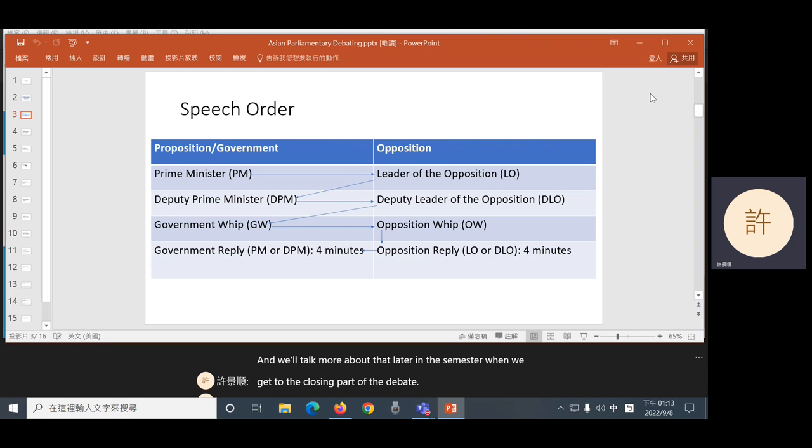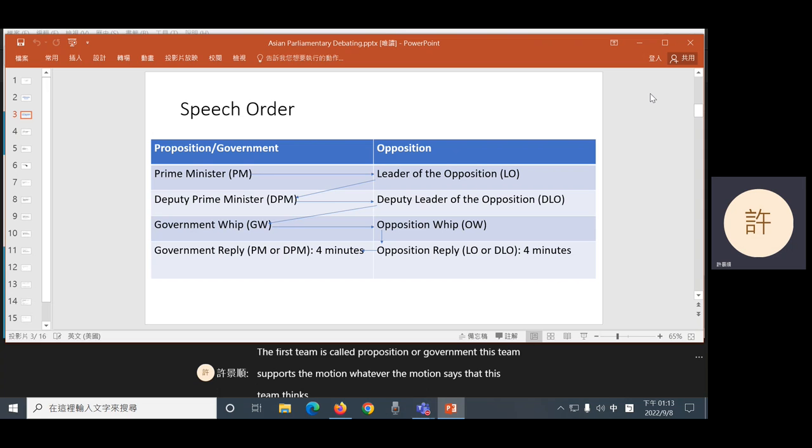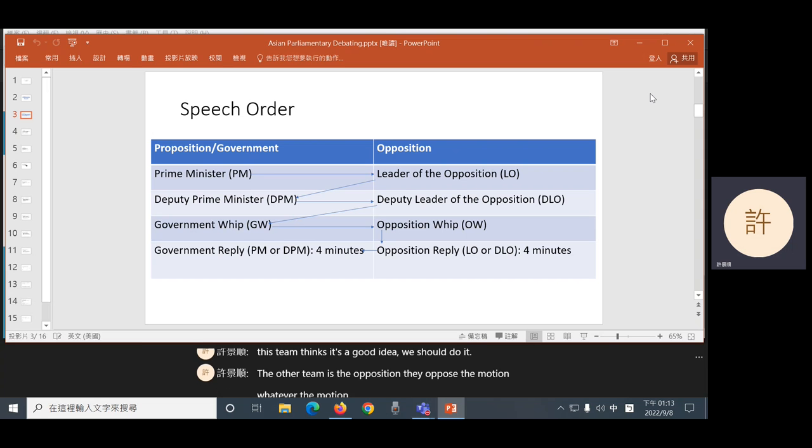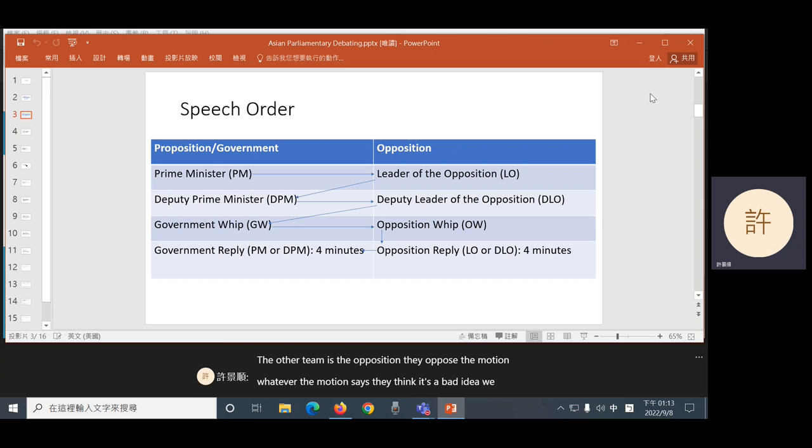So this is the order in which debaters give their speeches. There are two teams. The first team is called proposition or government. This team supports the motion. Whatever the motion says, this team thinks it's a good idea, we should do it. The other team is the opposition. They oppose the motion. Whatever the motion says, they think it's a bad idea, we shouldn't do it.